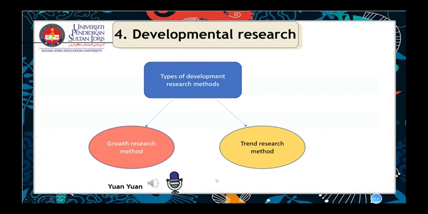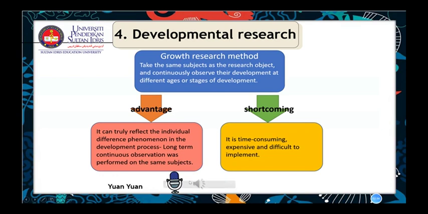There are two main types of developmental research methods. The first research method is the growth research method. The second research method is the trend research method. Next, let's take a detailed look at these two research methods. The first research method is the growth research method.